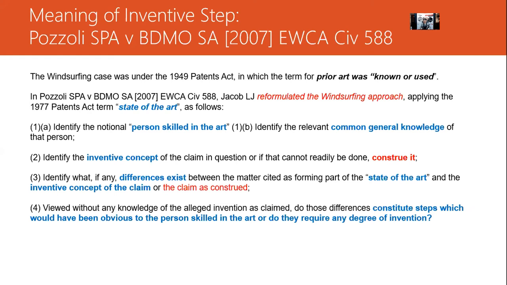Now, viewed without any knowledge of the invention, do these differences constitute steps which would have been obvious to the person skilled in the art, or do they require any inventive step? You see, you come back to the same question, okay? The whole question is what the differences are in your so-called alleged invention compared to the state of the art at that time. And then the court is trying to ascertain what the common general knowledge was at that material time and who the notional person skilled in the art is. So we have to determine this. Then they have to compare what the notional person skilled in the art, having the common general knowledge, would think. Would your invention be obvious to that notional person having ordinary skill in the art?